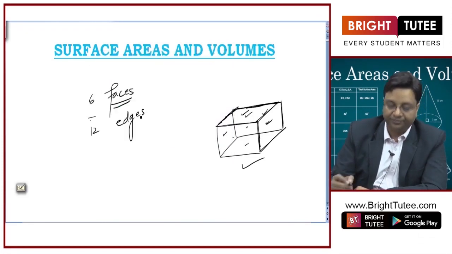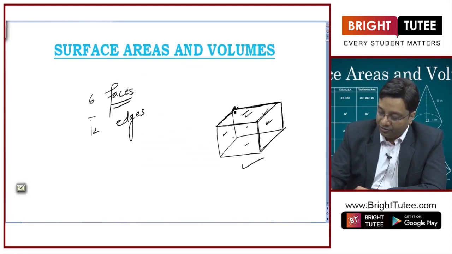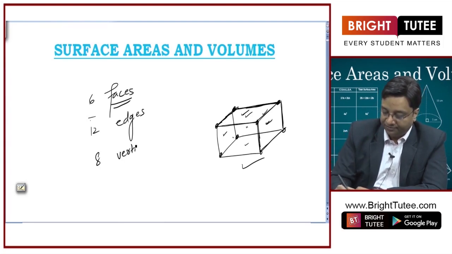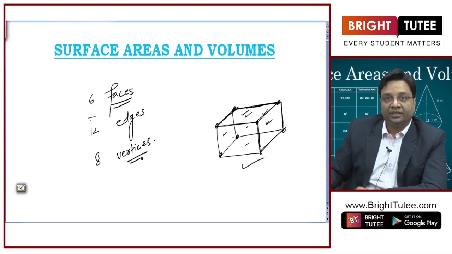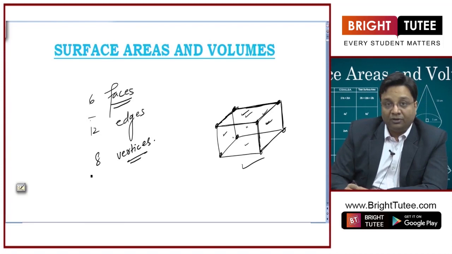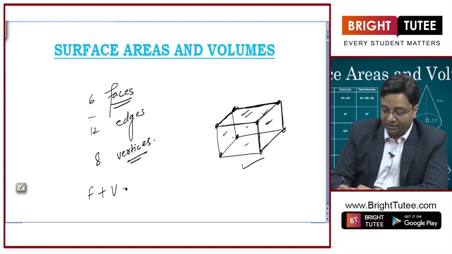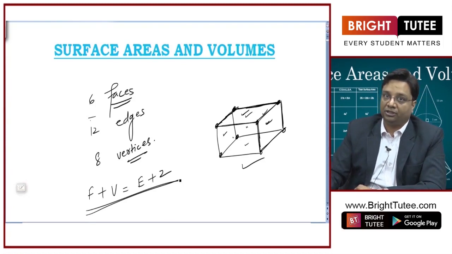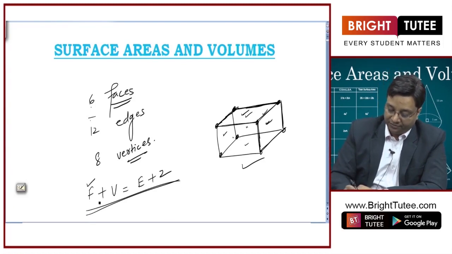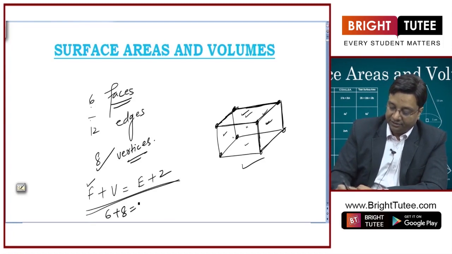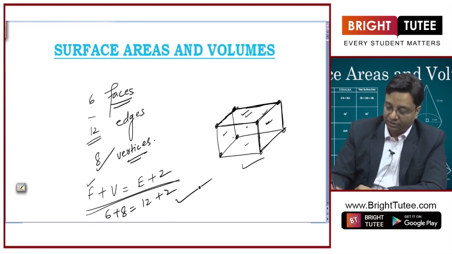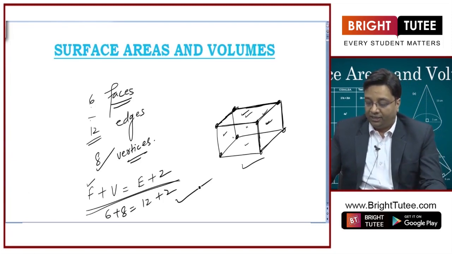edges are there, right. And if I need to talk about the vertices, how many vertices are there? So, these are 8 total vertices, right. Now, we have got an empirical formula for this also. Number of faces plus number of vertices is equal to number of edges plus 2. Number of faces 6, number of vertices 8, number of edges 12 plus 2. So, it satisfies this equation, right.